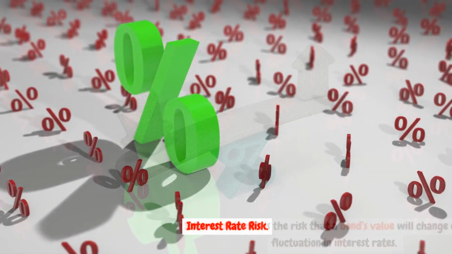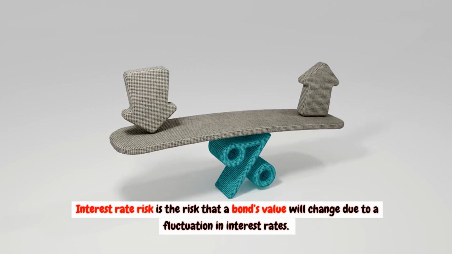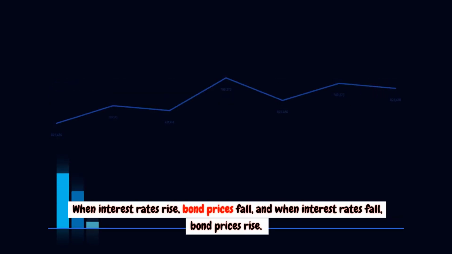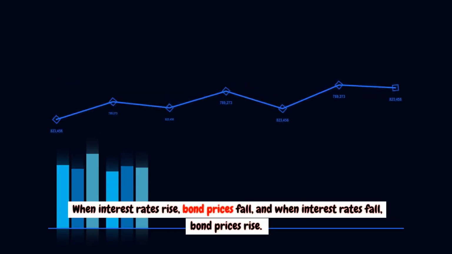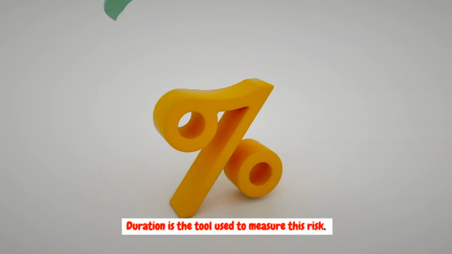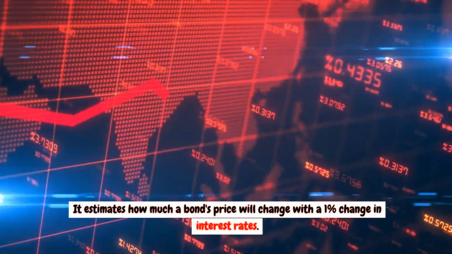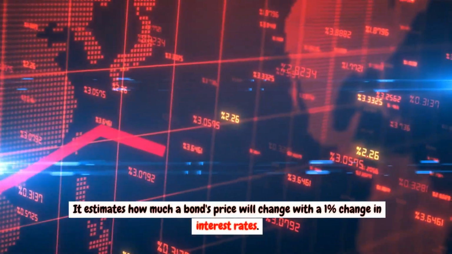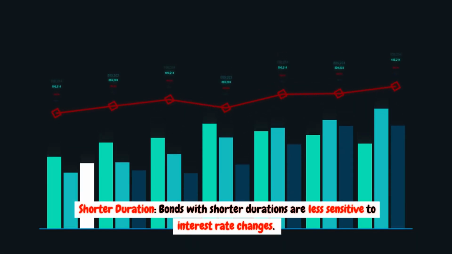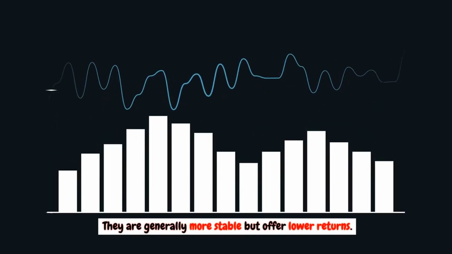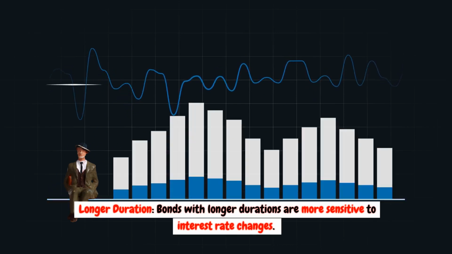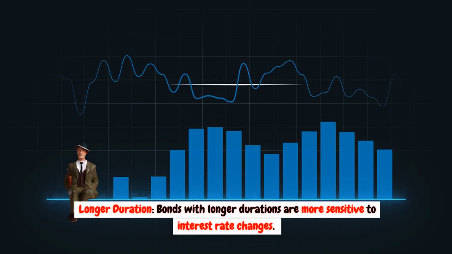Interest rate risk. Interest rate risk is the risk that a bond's value will change due to a fluctuation in interest rates. When interest rates rise, bond prices fall, and when interest rates fall, bond prices rise. Duration is the tool used to measure this risk. It estimates how much a bond's price will change with a 1% change in interest rates. Shorter duration. Bonds with shorter durations are less sensitive to interest rate changes. They are generally more stable but offer lower returns. Longer duration. Bonds with longer durations are more sensitive to interest rate changes.